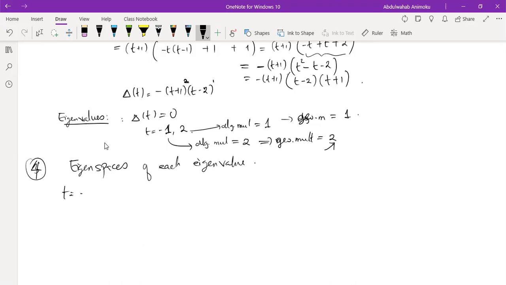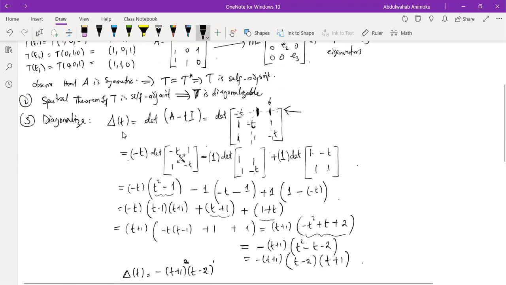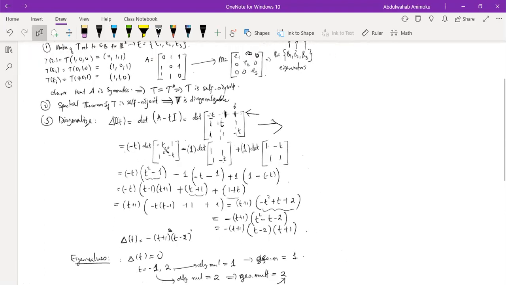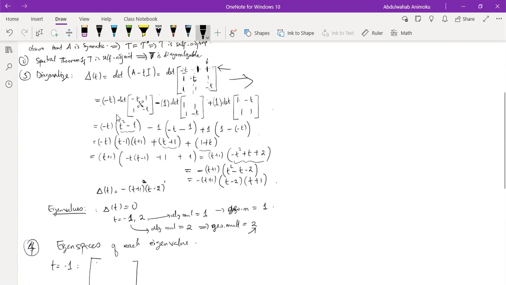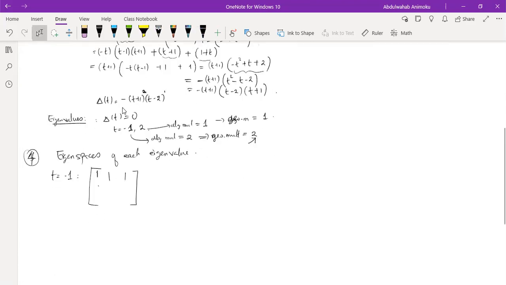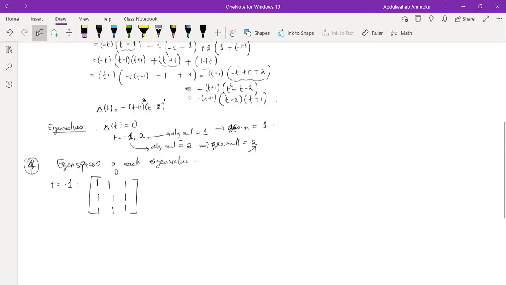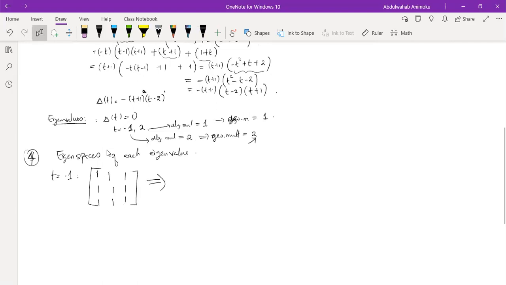So now when t is minus 1, we need to find this eigenspace, which basically means we need to put t as minus 1 in this matrix that we have. Let's not forget, in this matrix. So when t is minus 1, what does that give us? This gives us for the first row 1 1 1. The second row too, we also have 1 1 1, and the third row we have 1 1 1. Remember, we're just substituting t as minus 1 here. Now this gives us the coefficient matrix of a homogeneous system, right?